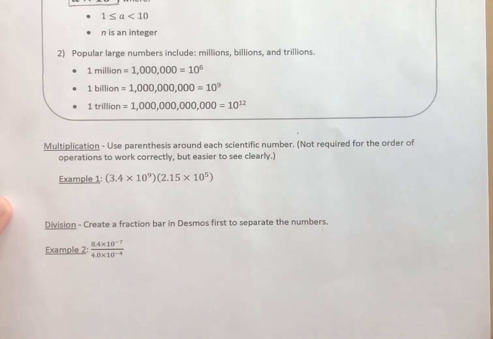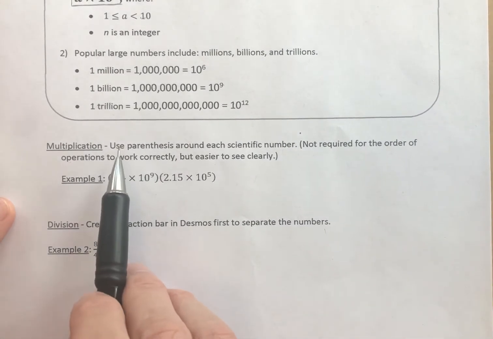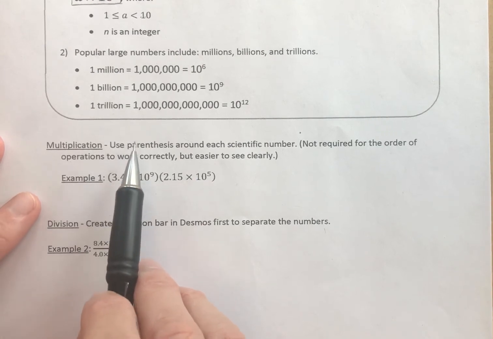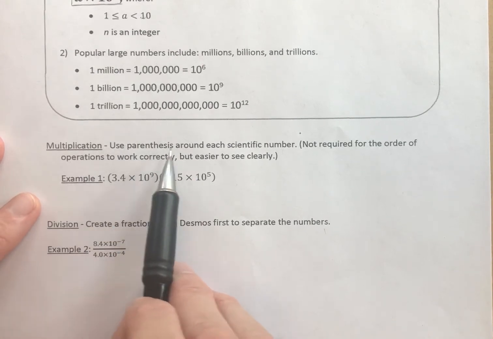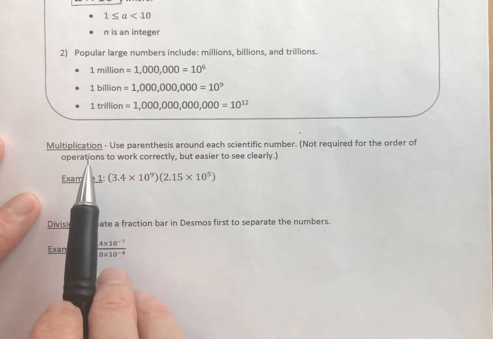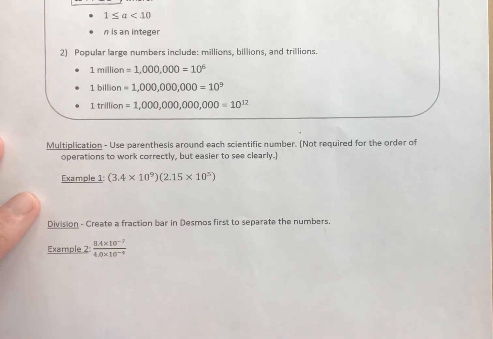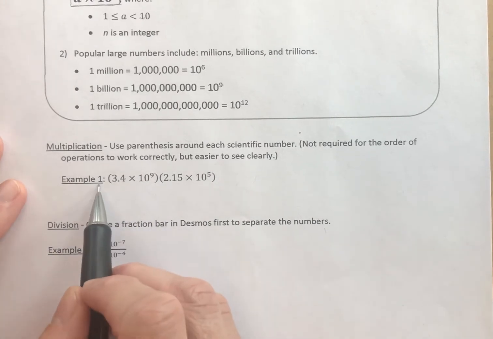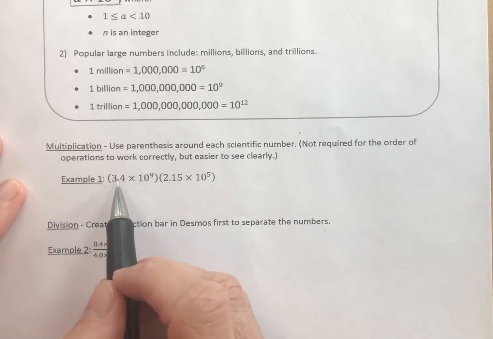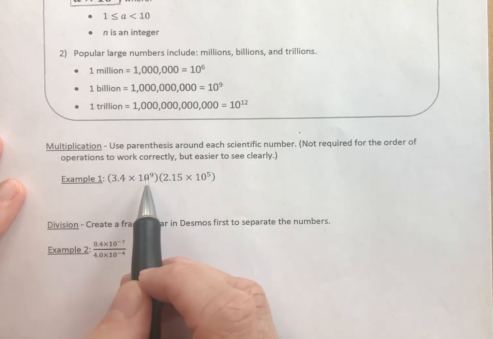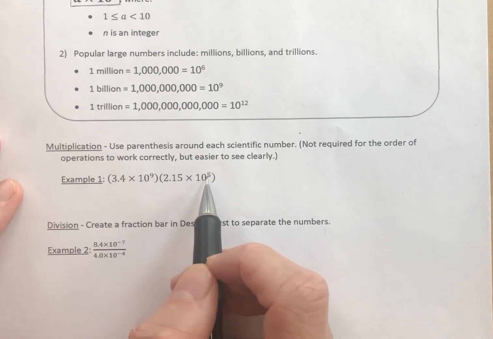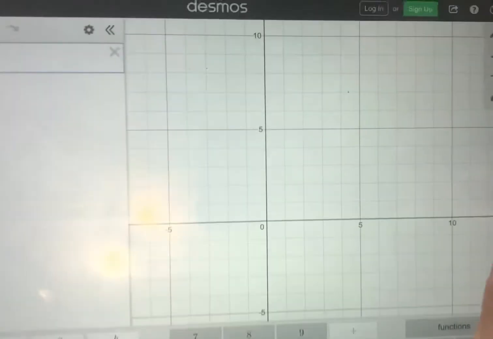All right, so multiplication. My recommendation here, again, is that we want to be aware of the order of operations when we do these things, and I recommend that we use parentheses around each scientific number. It's not required by the order of operations, but I think it's easier to see clearly. So here in example 1, we want to multiply two large numbers. 3.4 times 10 to the 9th is a very large number, and 2.15 times 10 to the 5th is also a very large number. So let's pull in our Desmos.